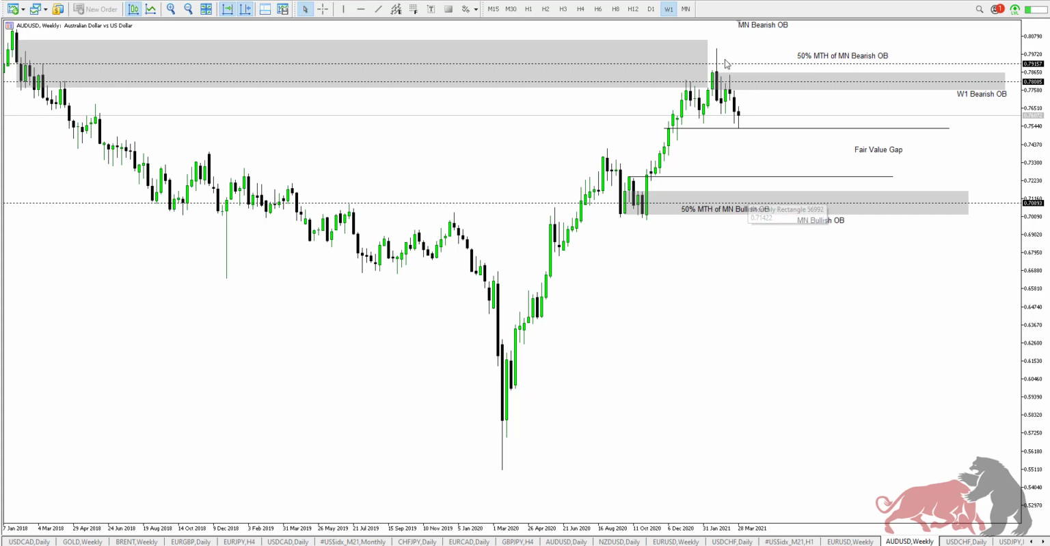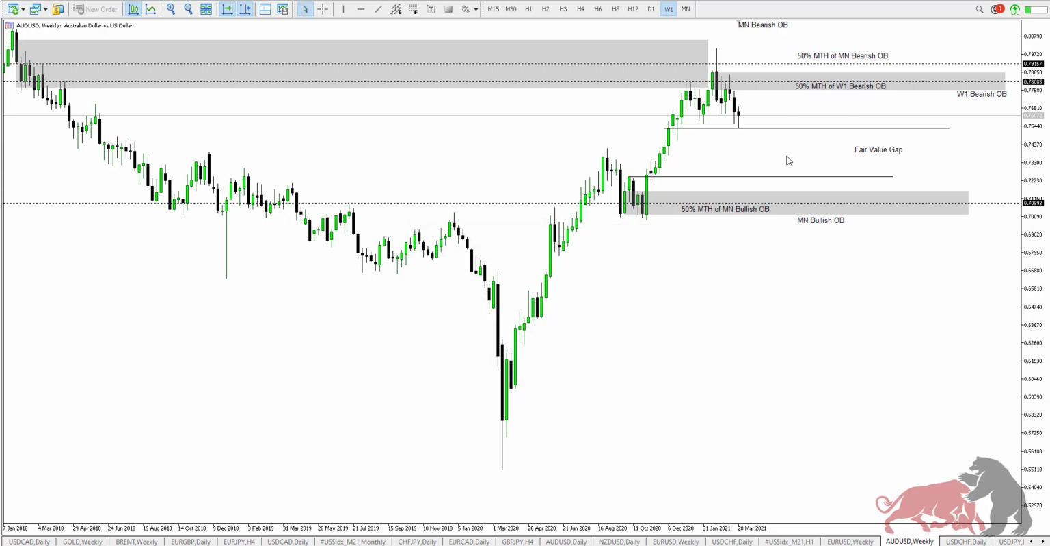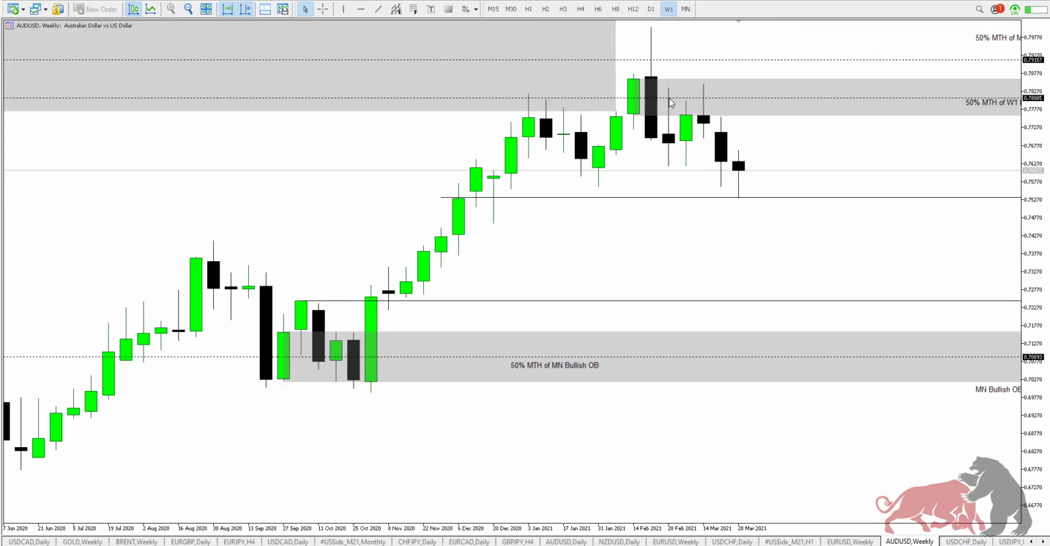As you can see, I don't have any indicators whatsoever. It's just me reading the price action. So this is our 50% mean threshold of the weekly bearish order block, which is the most important thing now, since I've defined that the bias is bearish. So I'll be hunting for short trades on the lower time frame, in this case the H4 and H1 time frame. So now we can already see how price has been finding resistance in this premium area here.